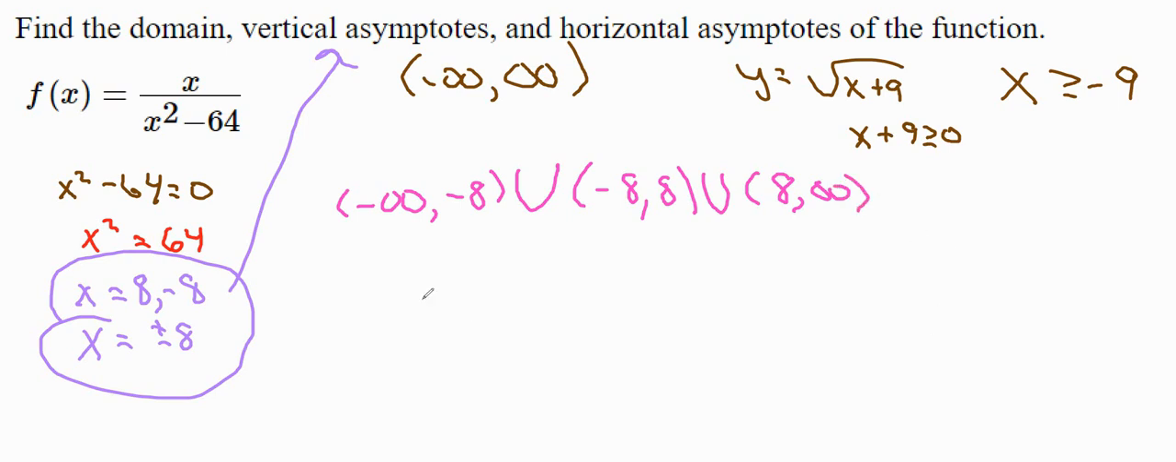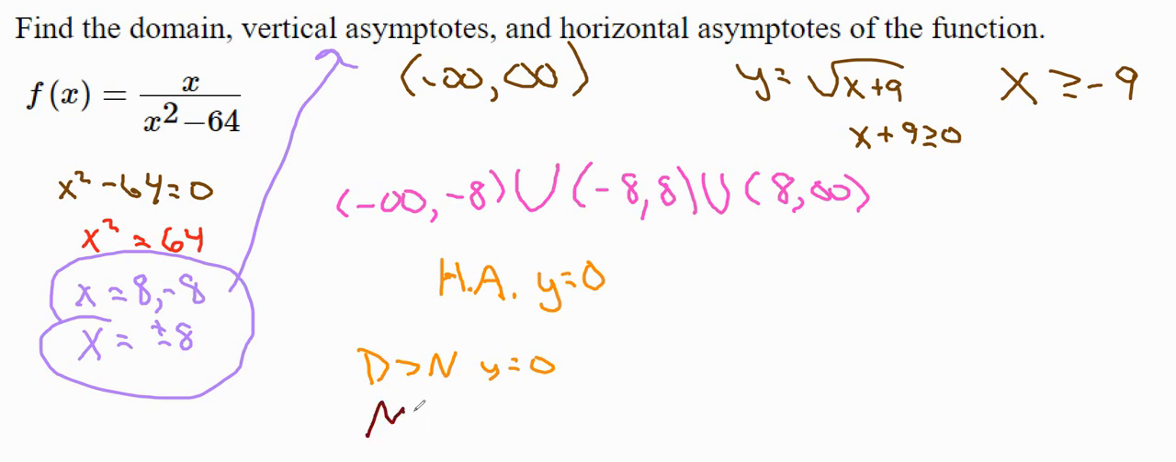For the horizontal asymptote, I'm going to abbreviate this as HA. This one is going to be y equals 0. The reason why is we look for the degree, which is the largest exponent. The degree for the denominator is bigger than the degree for the numerator. It's 2 for the denominator, and it's 1 for the numerator. If your denominator degree is greater than your numerator degree, it's going to be y equals 0.